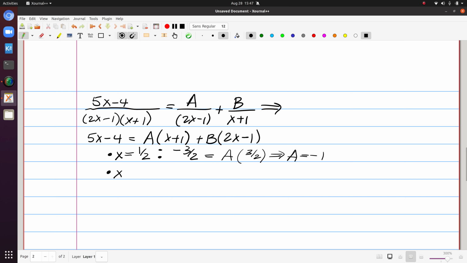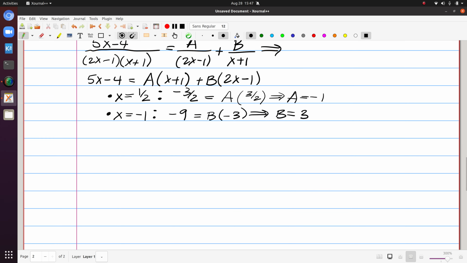The other root we can plug in here is negative 1. And when we do that, we get minus 5 minus 4, so negative 9 equals A times 0, and B times negative 3. So B is then equal to negative 9 over negative 3, or positive 3.